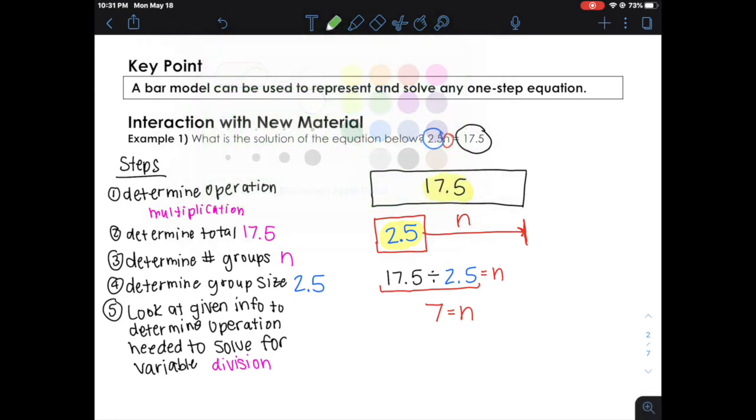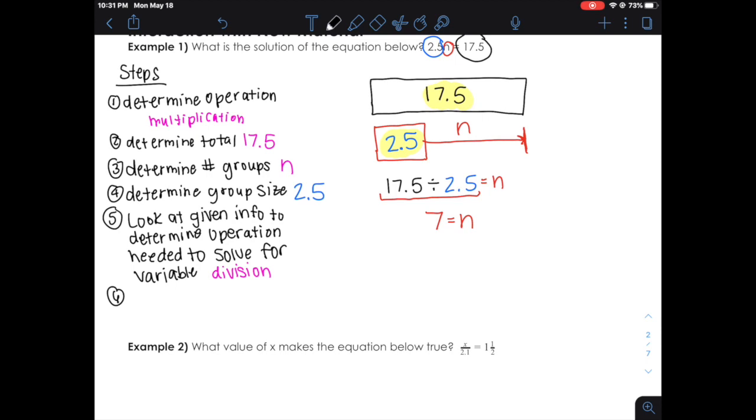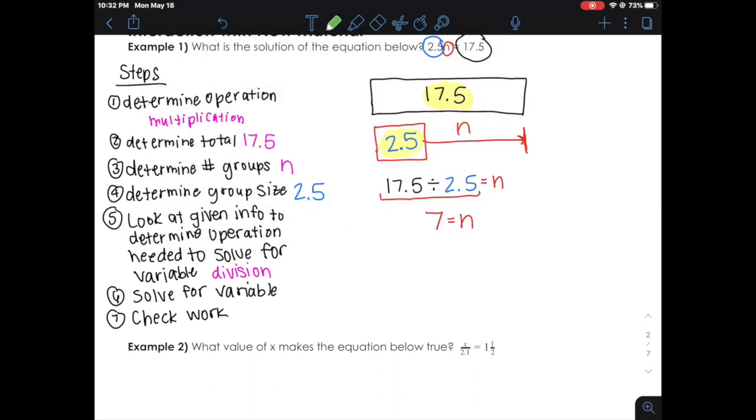So we'll check our work. So I guess step 6 would be to solve for variable. And then step 7 would be check work. So it's a lot of steps, but at least they're written out there for you. If I were you, I would take a picture of that, just so it's a checklist you can use to follow later when you're on your own.